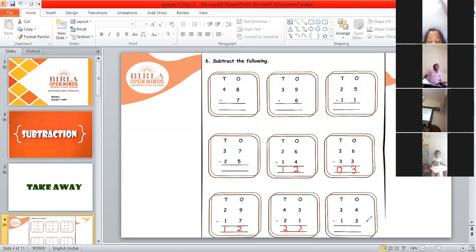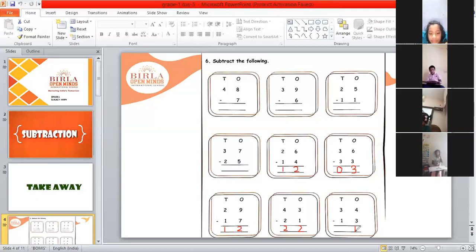Veda, please keep your camera properly. I cannot see you. Now how many fingers will you remove from these 4 fingers? 3. Yes. Now remove 3 fingers and tell me how many are left. 1. So only 1 finger is left. This means 4 minus 3 is equal to 1.